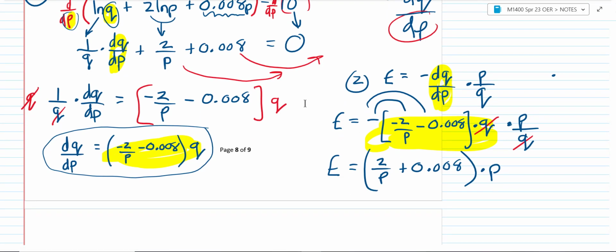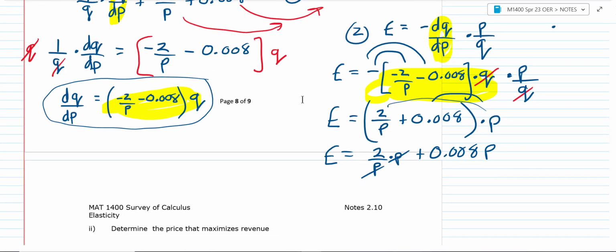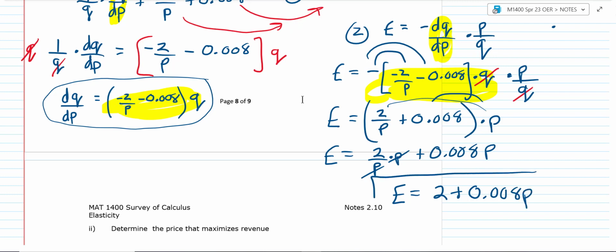You can leave it that way, it doesn't matter. I'm going to go ahead and distribute that p through this, so I get 2 over p times p plus 0.008p. Now the p's cancel out, so your elasticity is just equal to 2 plus 0.008p. That's your elasticity function in terms of p.